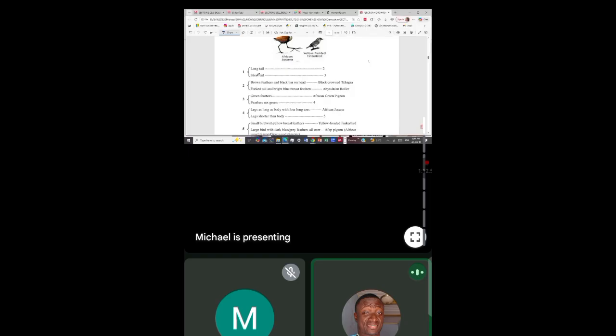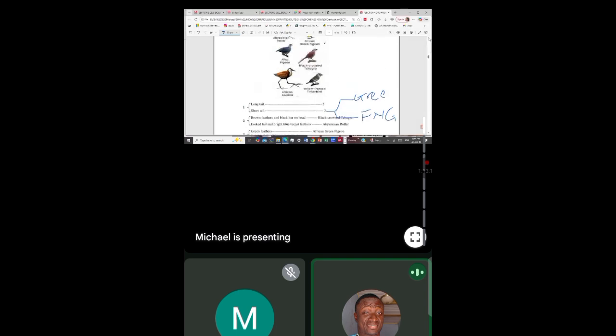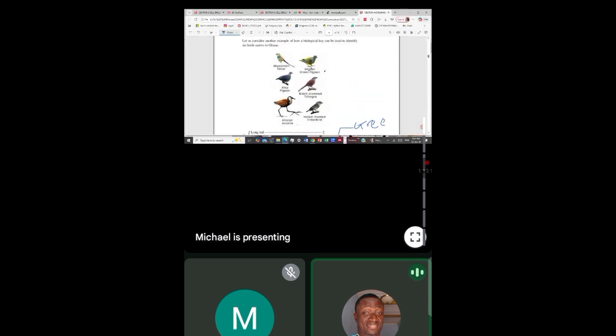Those that have short tail, we can have green feathers. So let me do something here. If we were to draw the bar for short tail, we have something like here, green feathers. Then the second one will be feathers not green. Let's go and check organisms that have green feathers. Which one has green feathers? It's only one, and the only one will be this.